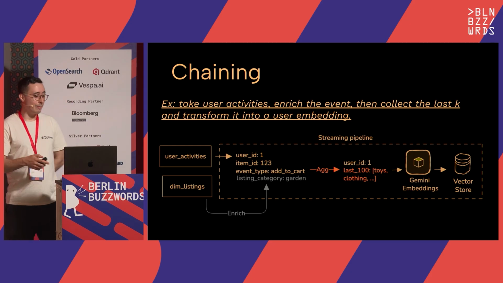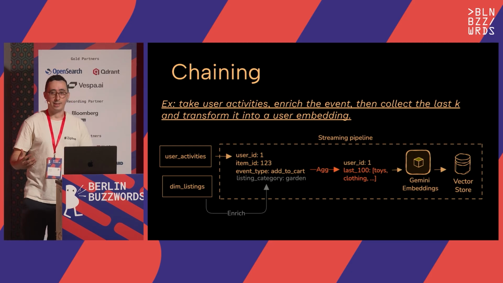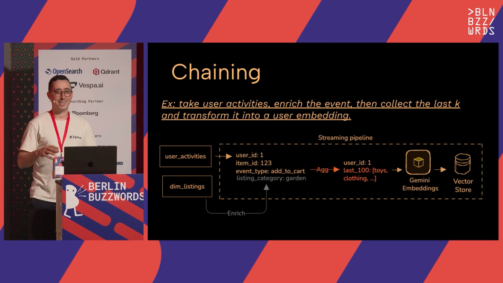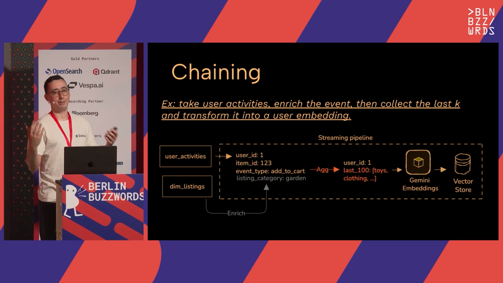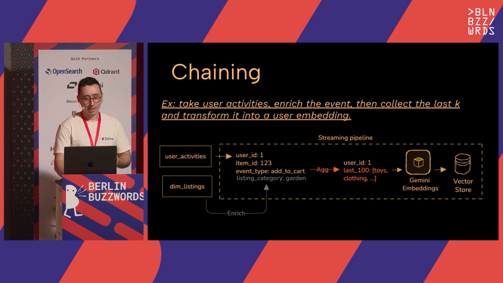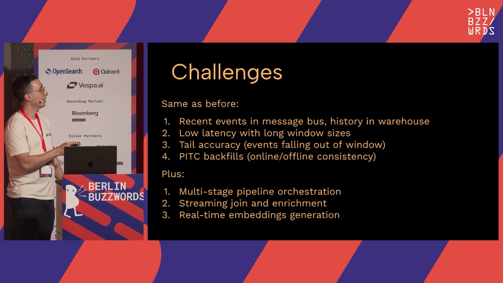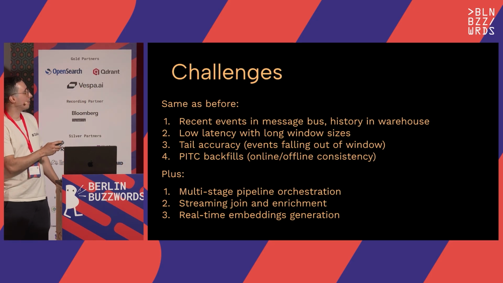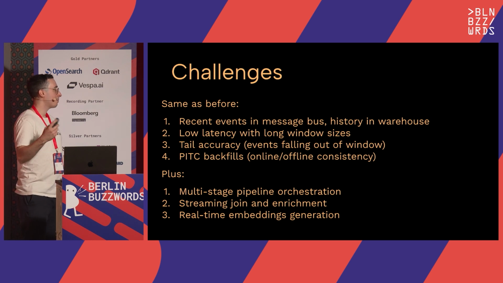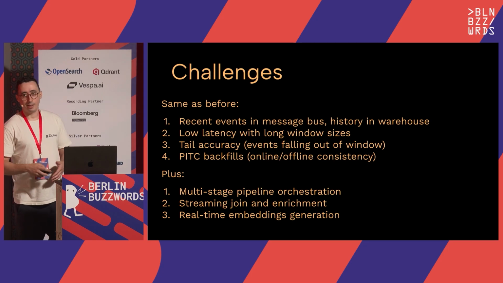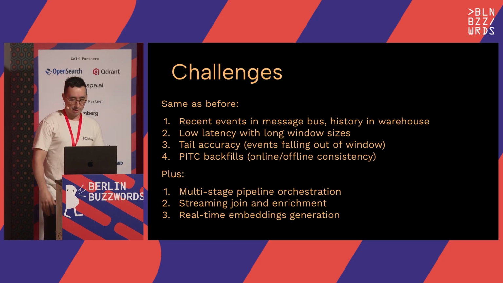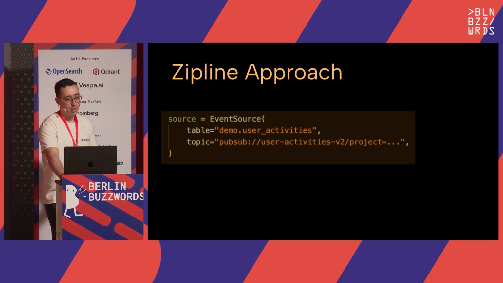So this is tricky, right? This is difficult with a lot of existing data infrastructure. Streaming join is not a simple architecture to build and maintain and be on call for. And it has a lot of the same problems as before, right? These are the same pain points that we talked about on the last slide. But now you have this multi-stage pipeline orchestration, real-time embeddings generation, and a new set of challenges coming in with this chaining use case.